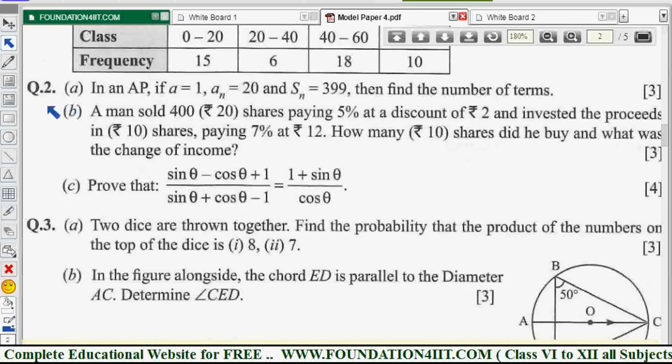In this paper, question number 2, the first one is: in an AP, arithmetic progression, if a is equal to 1, an is equal to 20, Sn is 399. So the nth term, first term and sum of n terms are given. Then find the number of terms. So we need to find the value of n. Take the given data and find the value of n. Just use the an and Sn formulas.